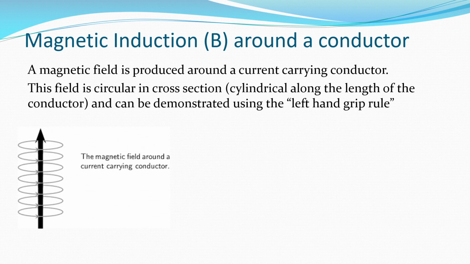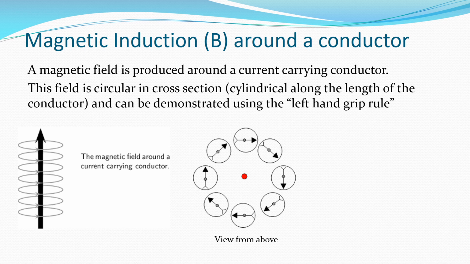So the arrow here is showing the direction of the current flow. Remember that negative charges. And then we can see that there is a magnetic field around it. If we view this from above, we can see the circular point, the red point, is showing our wire, and we've got the magnetic field moving clockwise around it.